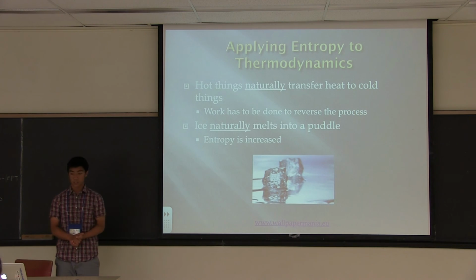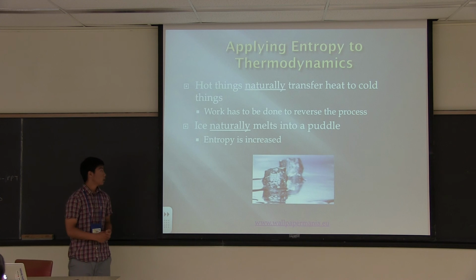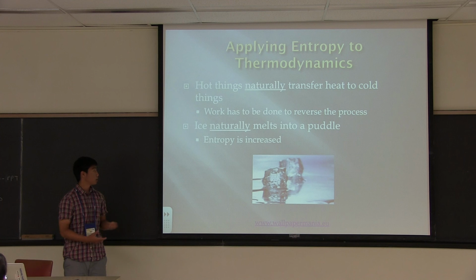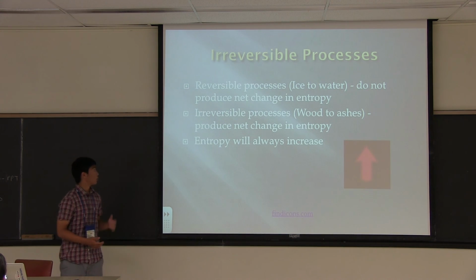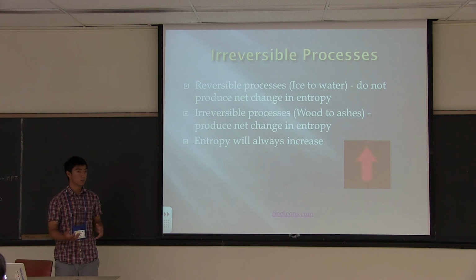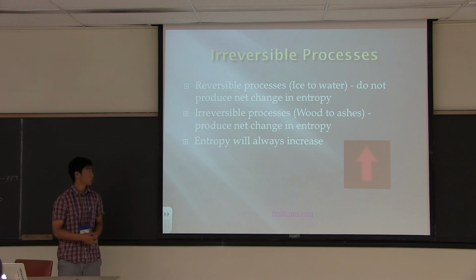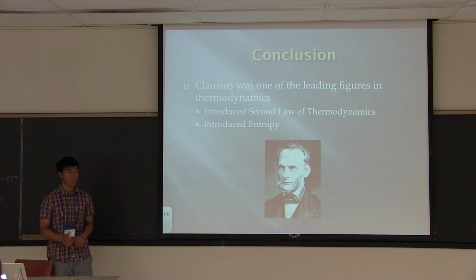So applying entropy to thermodynamics, we know hot things naturally transfer heat to cold things, just like how ice naturally melts into a puddle. And because the liquid form of water is much more disordered than ice, entropy is therefore increased. That is a reversible process because liquid water could go back into ice, and that does not produce a net change in entropy. However, there are irreversible processes like wood burning into ashes. That produces a net change in entropy, so entropy in the universe always increases.